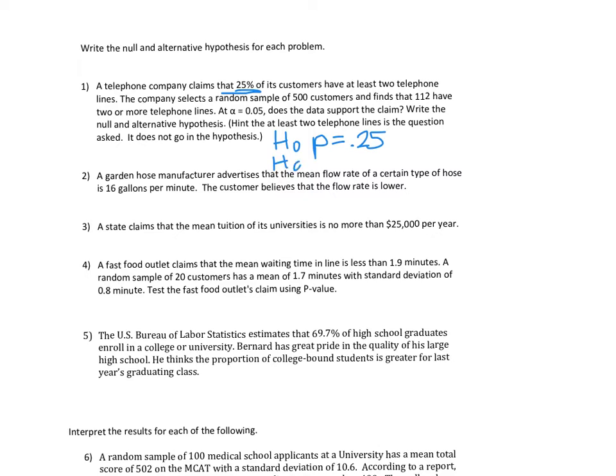And then your HA, it says the company selects a random sample of 500 customers and finds that 112 have 2 or more lines. At alpha equals 0.05, does the data support the claim? Write the null and alternative. Realize here, there is no other direction with it, so this is going to be P is not equal to 0.25.